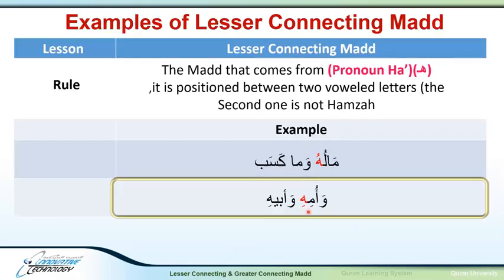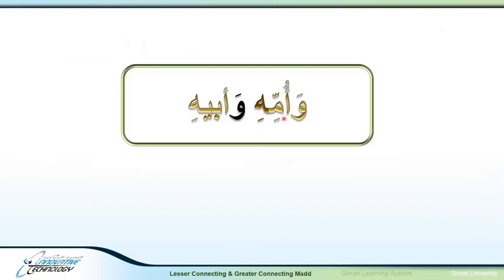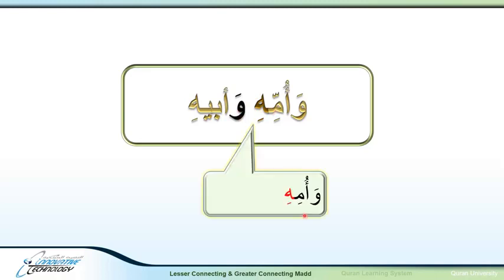Another example. وأمه وأبيه. Ha followed by a word not starting with a hamza. The waw is not starting with a hamza. The first letter immediately after the ha does not have a hamza. وأمه وأبيه. We pronounce the ha as if it is followed by a ya that is extended or elongated for 2 units. وأمه وأبيه, an example of lesser connecting med.